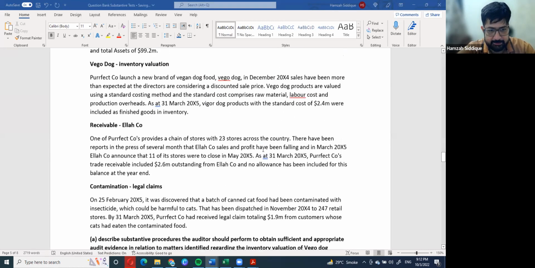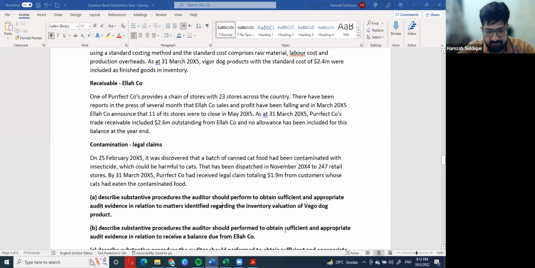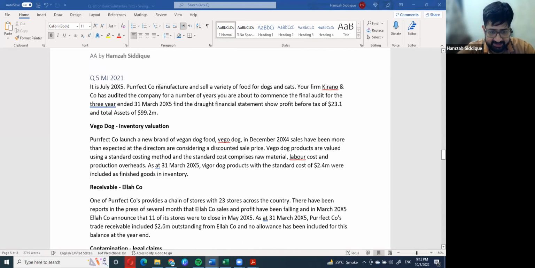Now, here it is, 5 marks. It's very easy. It is July 25. They sell a variety of dog food goods. Your firm, Kiranwan, has audited the company for a number of years. The year end is 31st March. Total assets are here. They launched a new brand of vegan dog food, Vigo Dog. In December 2024, sales have been lower than expected.